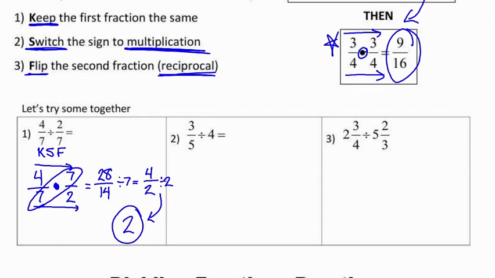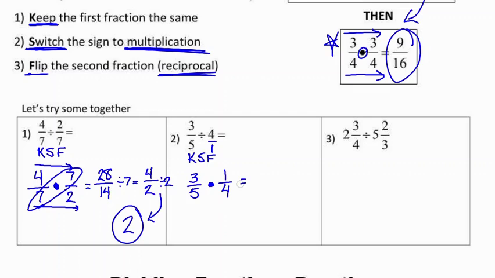Okay, if we look at number 2, we have this lonely whole number of 4. We need to make it a fraction first. I don't have any mixed numbers, so I can't divide. I'm going to do keep, switch, and flip to change it to multiplication so it's easier. Keep the first fraction the same, 3/5. Switch to multiplication. Flip the second fraction over so it becomes 1/4. Find that reciprocal, so I'm allowed to do that multiplication.